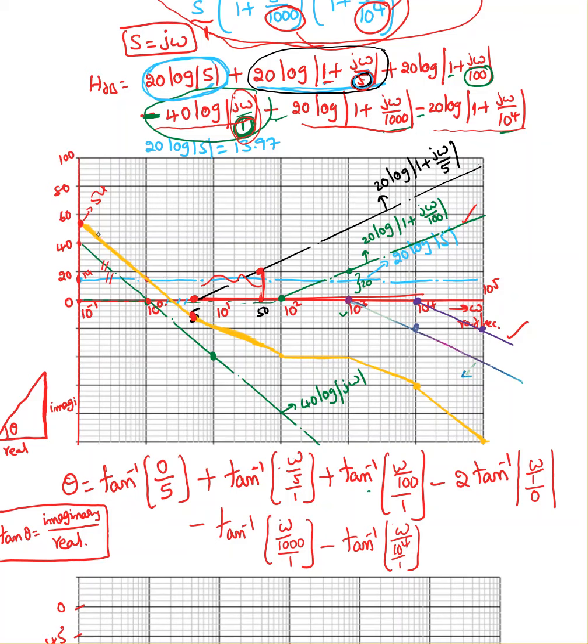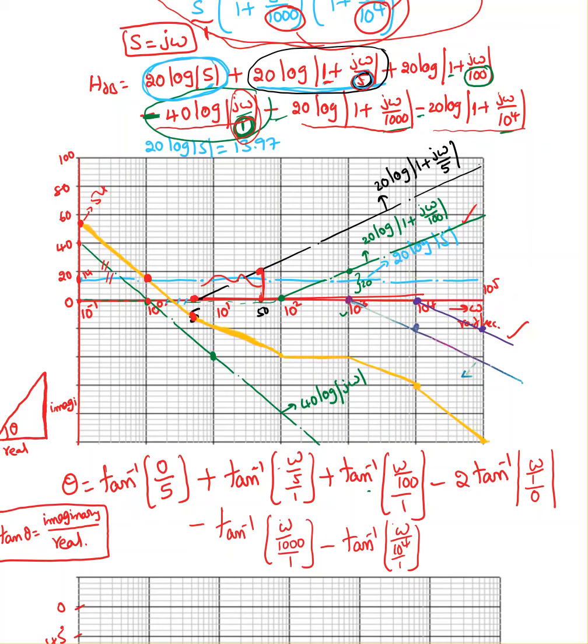Okay, another way of saying it is at 10 to the power of 0, what is the magnitude? At 10 to the power of 0, the magnitude is going to be 14 because this value is 0. So now you have 2 points, take a ruler, draw a straight line. Don't stop it at that point, stop it at the next corner frequency.